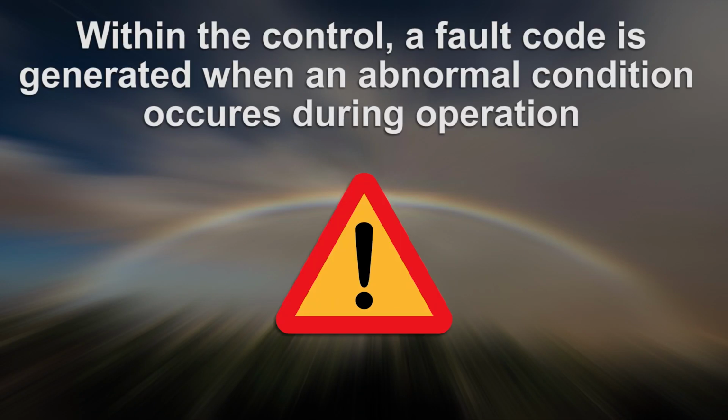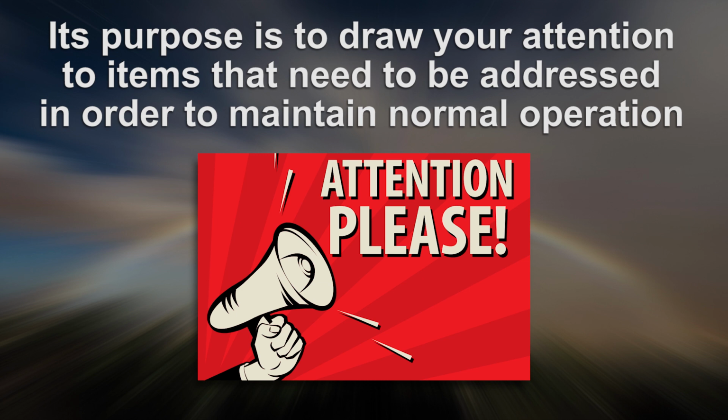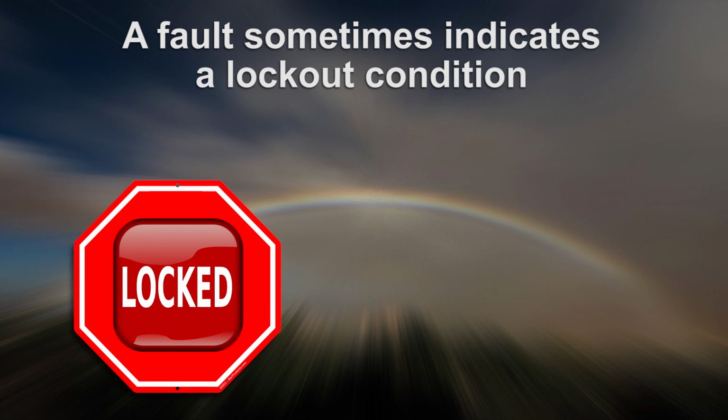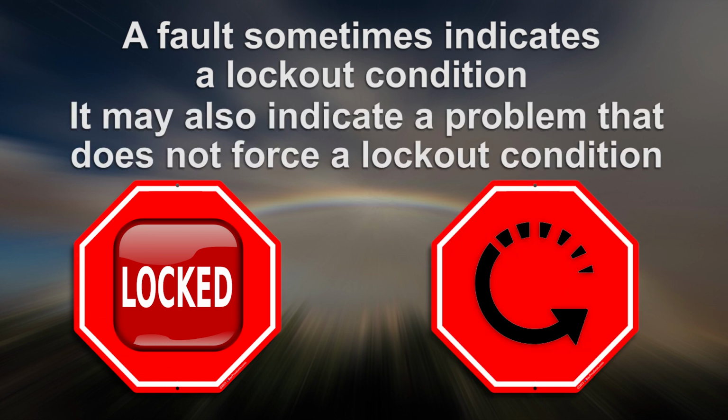Within the control, a fault code is generated when an abnormal condition occurs during operation. Its purpose is to draw your attention to items that need to be addressed in order to maintain normal operation. A fault sometimes indicates a lockout condition or a hard stop. It may also indicate a problem that does not force a lockout condition, a soft stop.